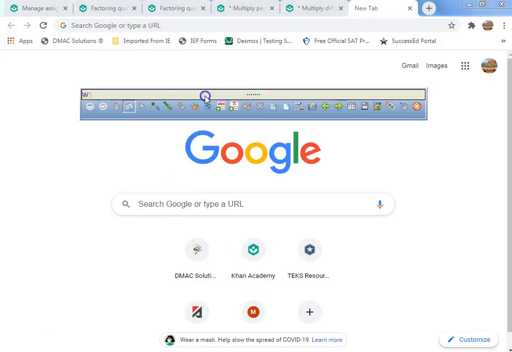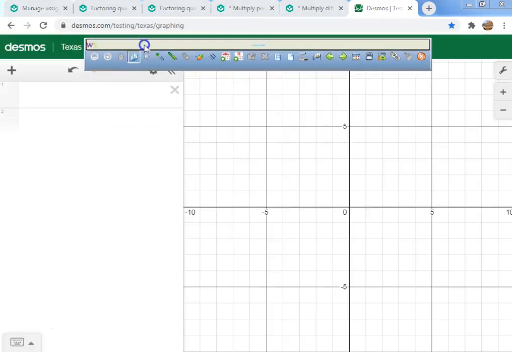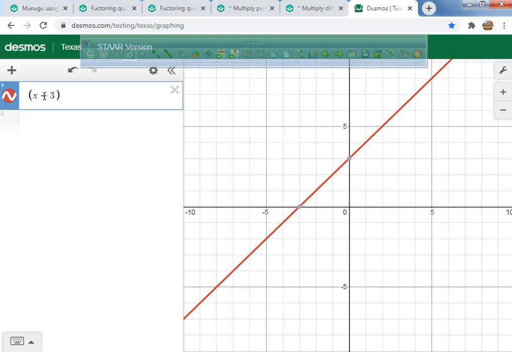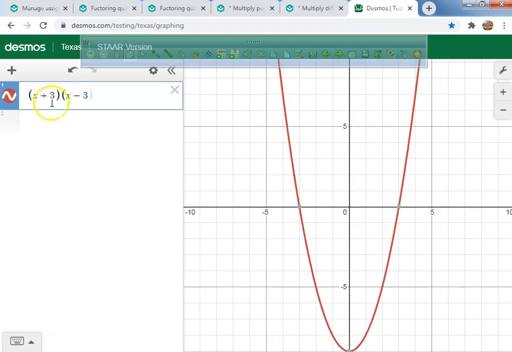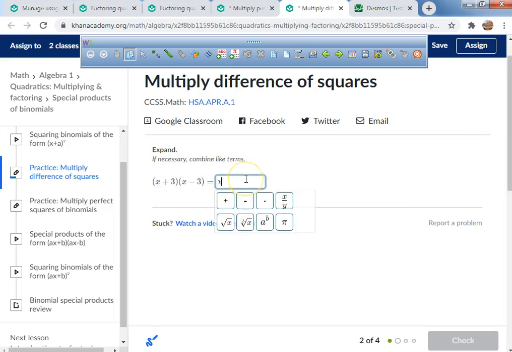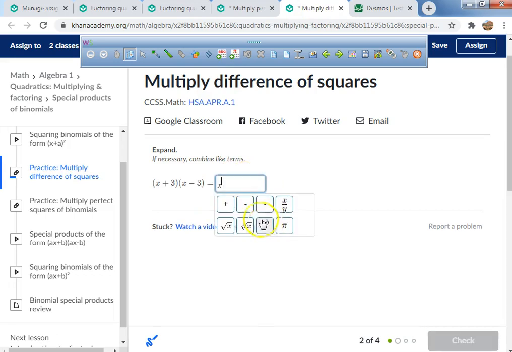Let me go to my Desmos real quick. Look what happens when you type in parentheses x plus 3 and then x minus 3. Do you see where the zeros are? The zeros are at -3 and +3. So when we set this equal to 0, those are the zeros, and that's what we talked about at the beginning. All right. So right now, I'm just going to type in x squared minus 9.